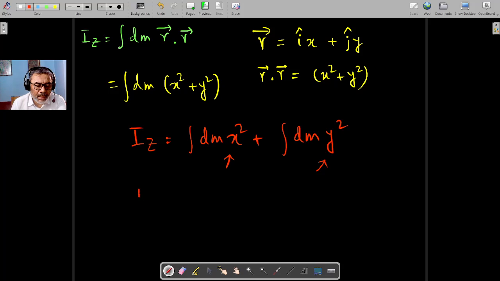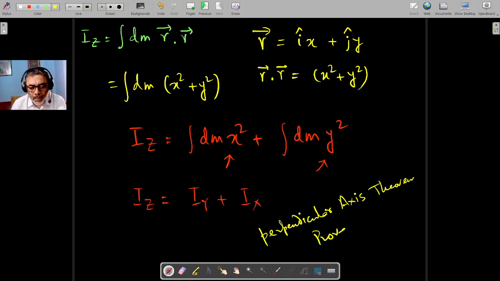Then we can write Iz equal to Iy plus Ix. So this is the perpendicular axis theorem, where we have considered a two-dimensional mass distribution.